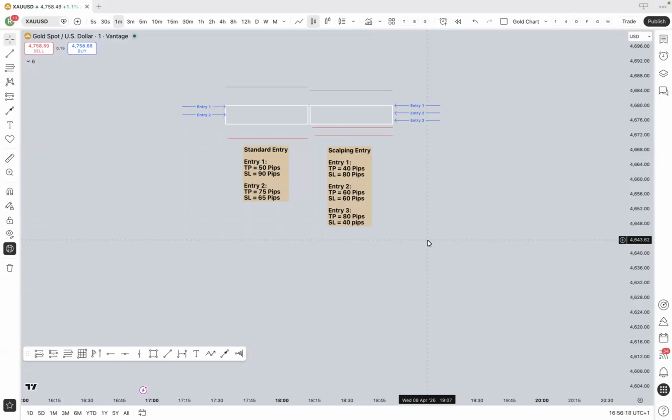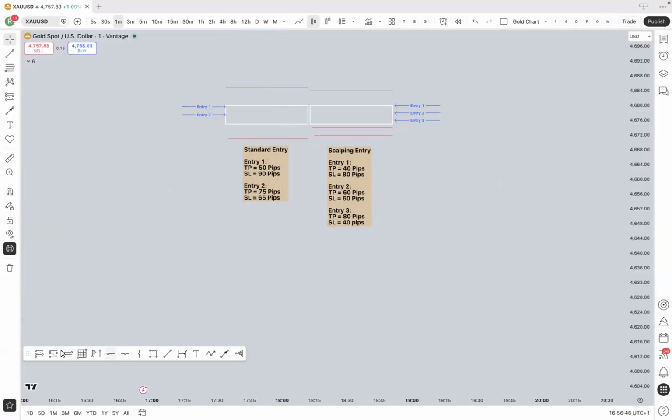Okay. Now, as a standard, you can see on average, the stop loss from the first entry to our stop loss level is around 90 pips. And our second entry, which is halfway in the zone, reduces this to around 65 pips. And our take profit from our entry one is 50 pips. And from our entry two to here will be 75 pips.